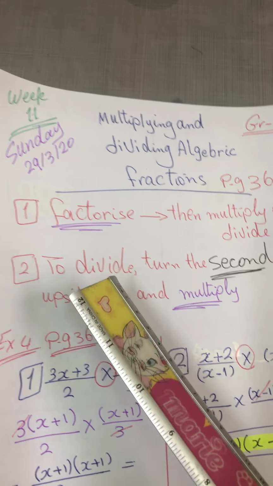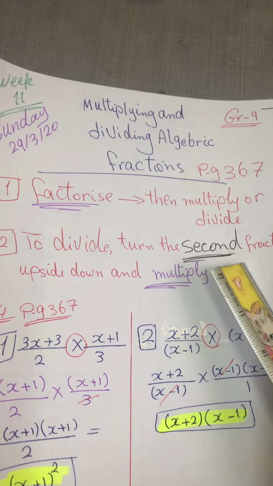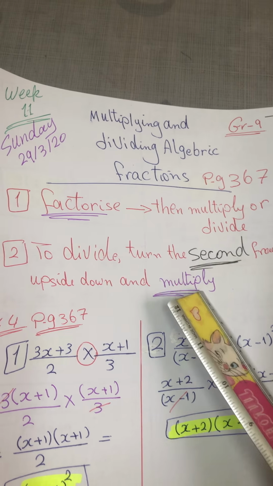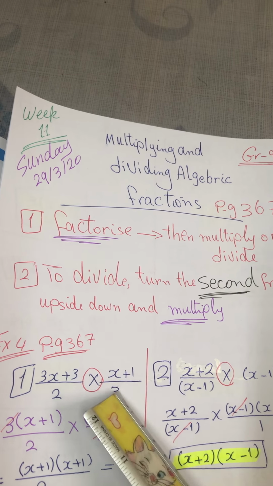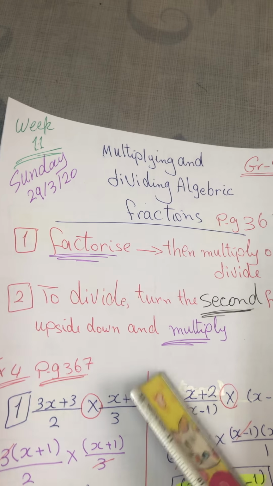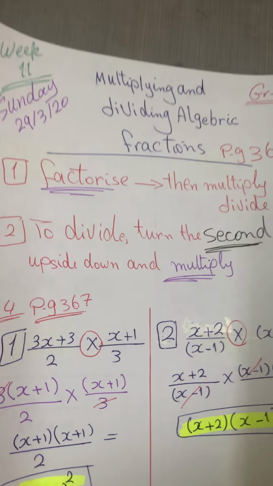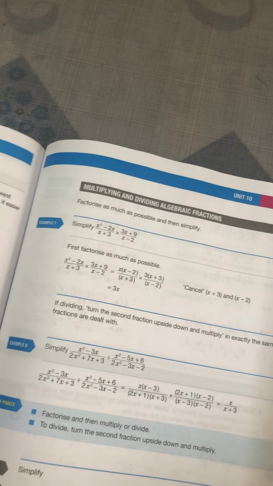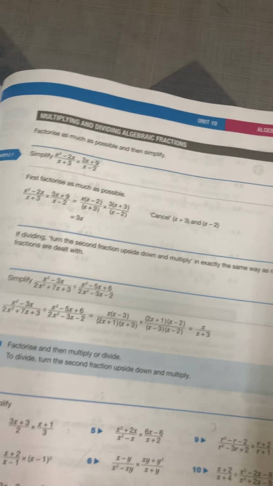In case of division, as I said to you, the second fraction goes upside down and multiply, because I have to follow the rule keep, change, flip. The first fraction, keep it as it is. The second fraction, the sign of division changes into multiplication, and the second fraction is flipped. Now the problem will change into multiplication: multiply numerators together and denominators together.